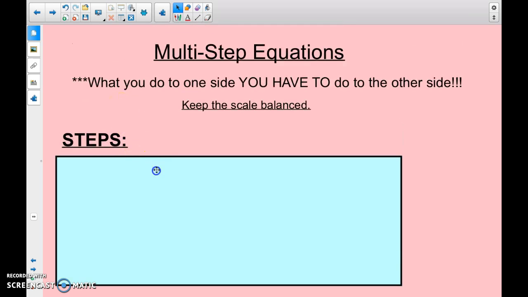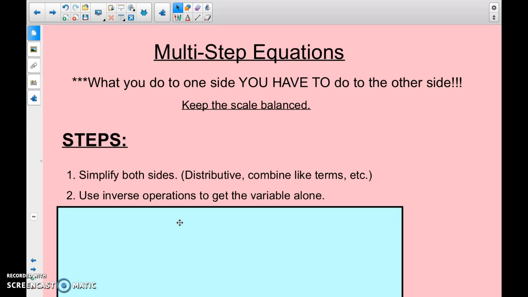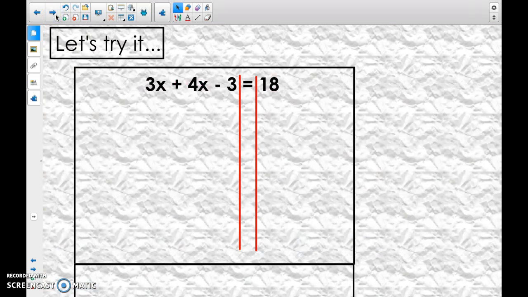So with multi-step equations, you'll see these steps on your note sheet. The first thing we need to do is simplify both sides of the equation. You'll notice now, instead of just two steps, there will be many more things happening. For example, we might need to use the distributive property. We might need to combine like terms, and so forth. There will be things we need to do before we get to our two-step equation. Then we'll do what we've normally done. We'll use inverse operations to get our variable alone. And then last, of course, we'll check, because we can always check to see if our answers are correct or incorrect in these problems.